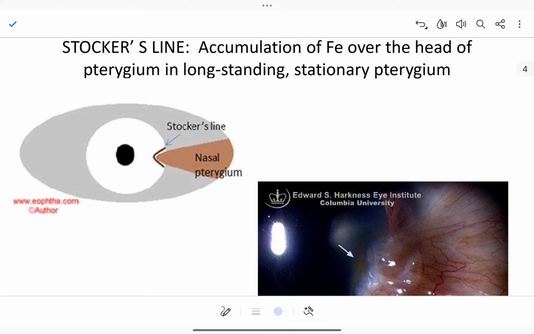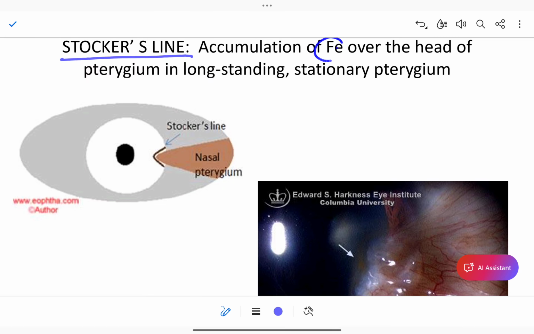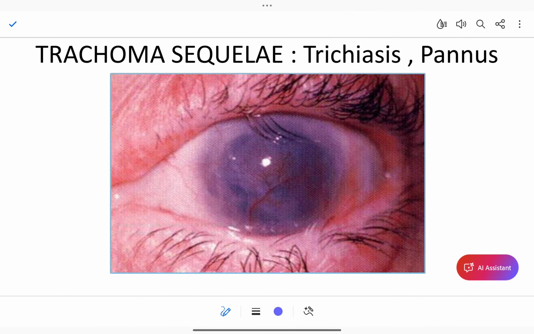Come to the Stocker's line. The Stocker's line, the key point is accumulation of iron, seen over the head of the pterygium in long standing stationary pterygium. Trachoma sequelae: trichiasis and pannus.